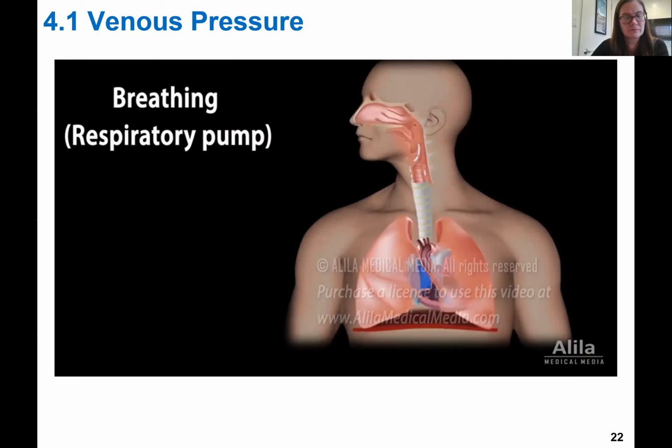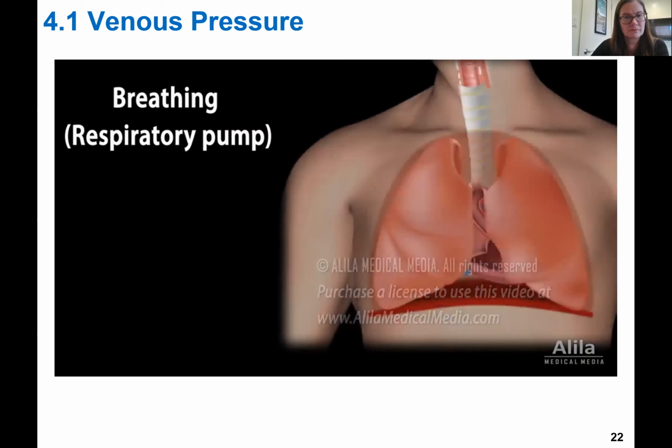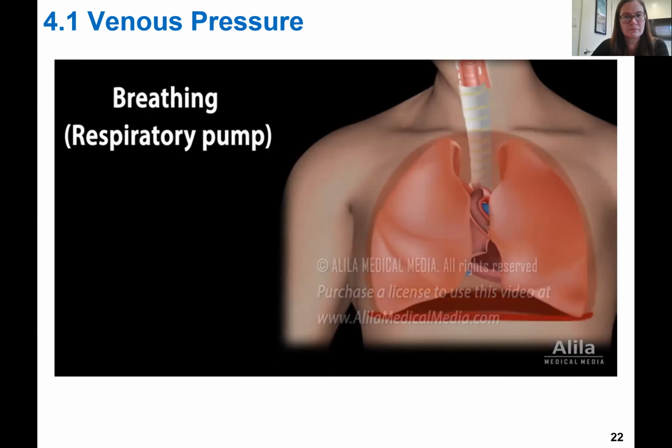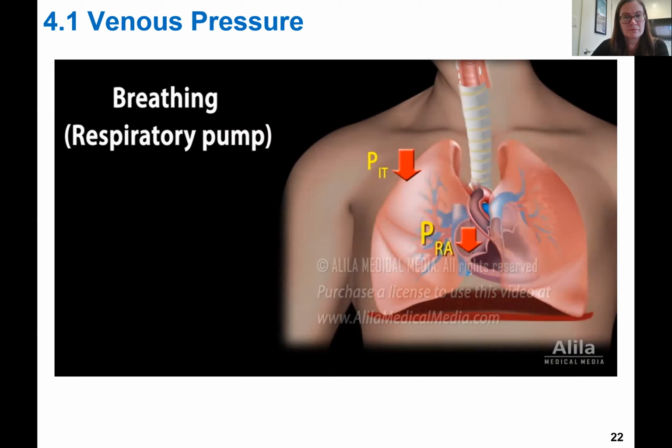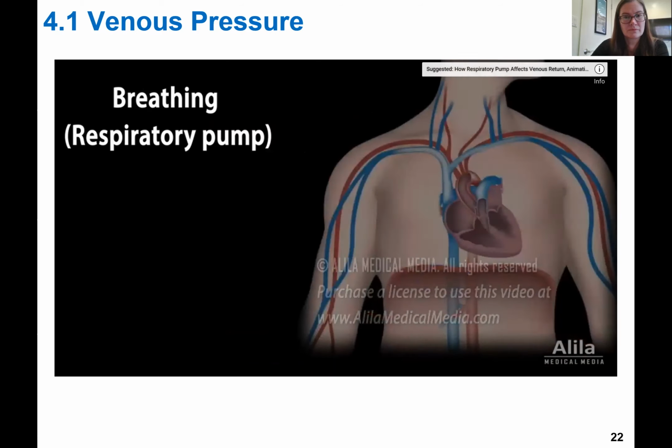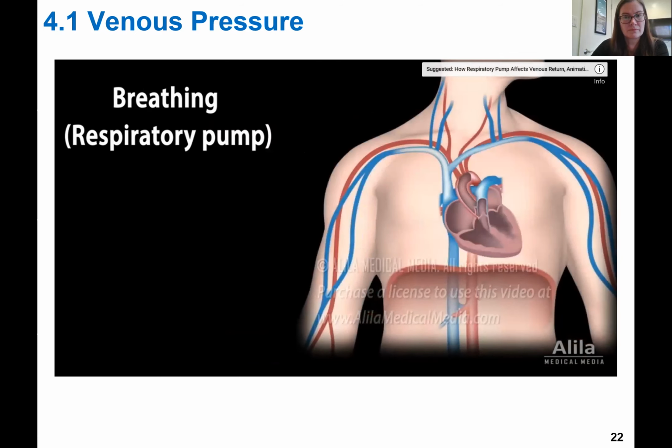Breathing or respiratory pump. During inspiration, the diaphragm moves down, expanding the thoracic cavity, resulting in a decreased intrathoracic pressure and a subsequent expansion of the lungs. Part of this change in pressure is transmitted across the walls of the heart, lowering right atrial pressure and thus facilitating venous return. At the same time, the descent of the diaphragm also causes an increase in abdominal pressure.